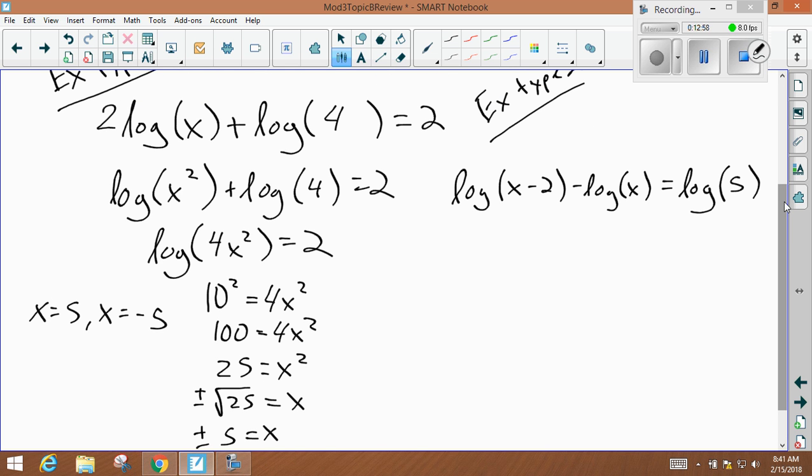Okay. If I put 5 in here, we're good, right? So 5 checks. But if I put negative 5 in here, I have the log of a negative number, right? And we can never have the log of a negative number or 0, which means that this is out. We'll call it extraneous. And there you go.